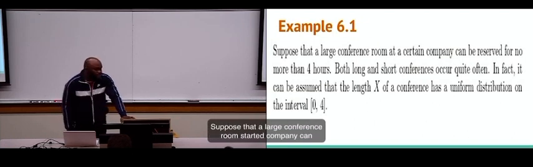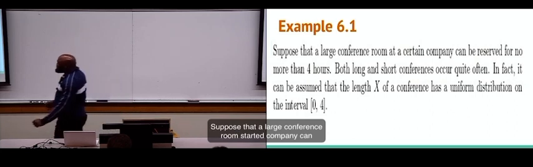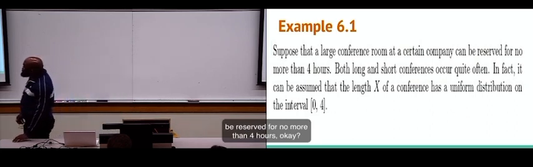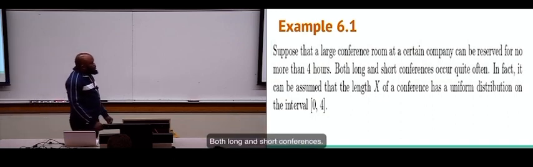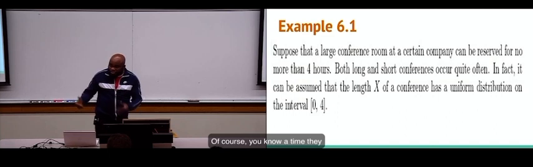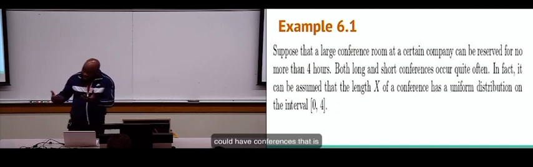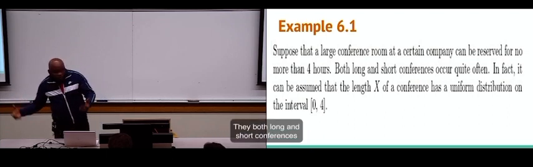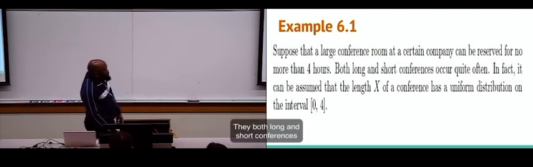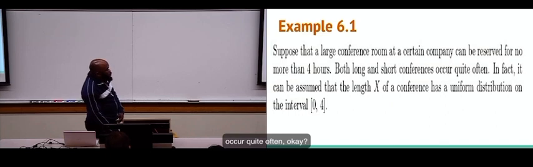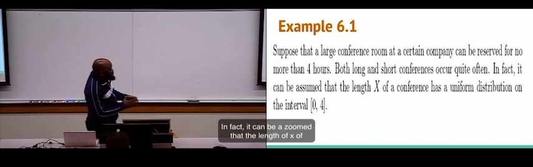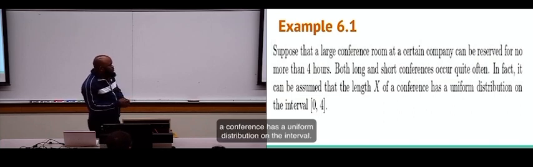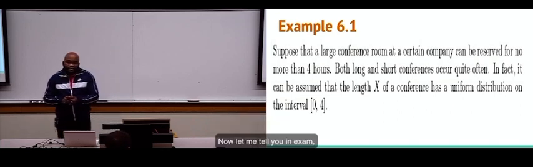Now, I'm going to walk you through an example. Suppose that a large conference room at a certain company can be reserved for no more than 4 hours. Both long and short conferences, of course, occur. At times they could be short in duration, at times longer. Does that make sense? So both long and short conferences occur quite often. In fact, it can be assumed that the length X of a conference has a uniform distribution on the interval.